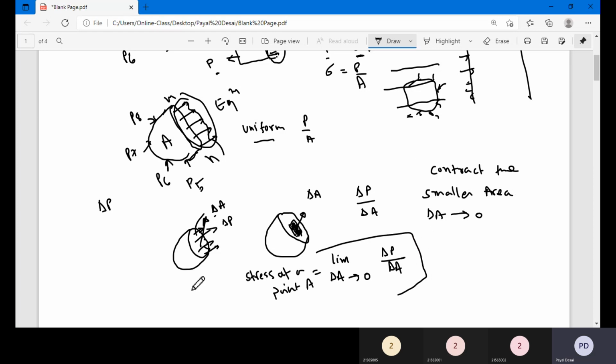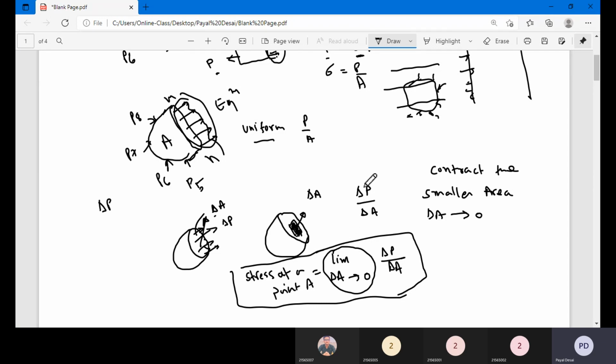Stress at a point. So limiting value of delta A means the smaller you make delta A, the closer you get to the stress at a point. That is the purpose: when I want to define the stress at a point, I just contract the smaller area, and the limiting value as delta A tends to 0 will be your stress. Now what do I call this stress? Without the limiting value, I will call this the average stress. So I can write that sigma average is equal to this.